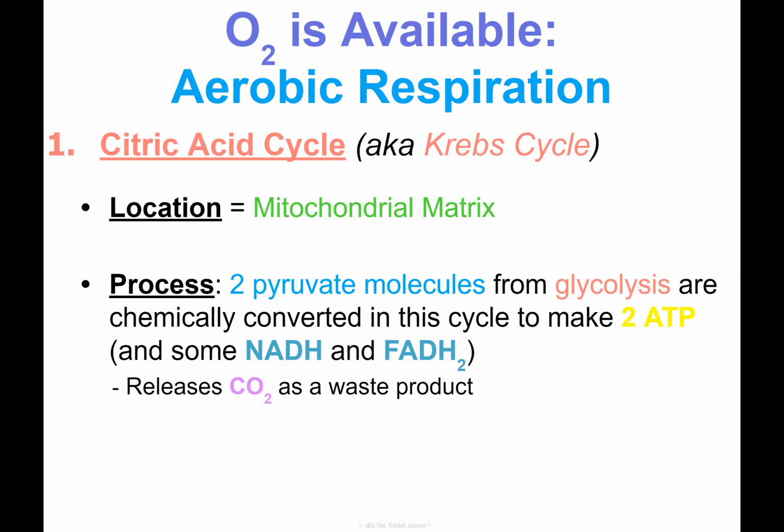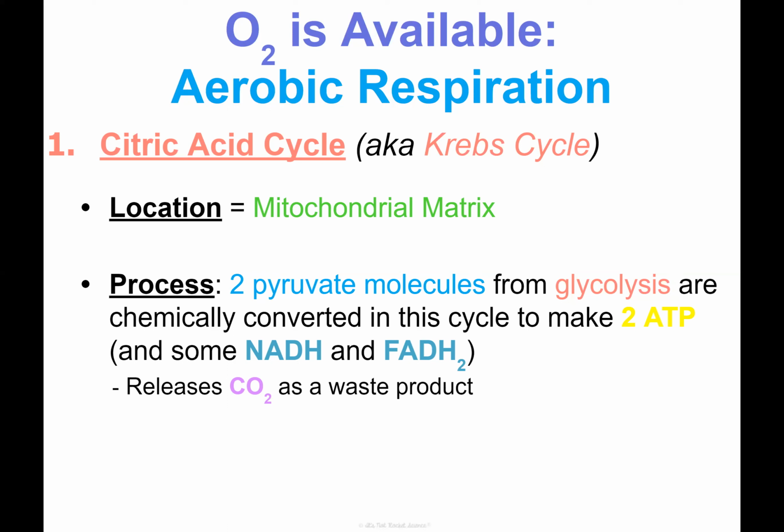And what's happening during the citric acid cycle is that those 2 pyruvate molecules that you created from glycolysis are going to be chemically converted in order to make 2 ATP and also some NADH and FADH2. Okay, it's okay to not completely understand what NADH and FADH2 is. There are other forms of energy that are going to be used differently throughout the cell. What I want you guys to focus on is the ATP. Okay, so yes, it's going to produce some other types of energies, but we're going to narrow in on ATP only. Okay, and so during this first stage, it's going to create an additional 2 ATP.